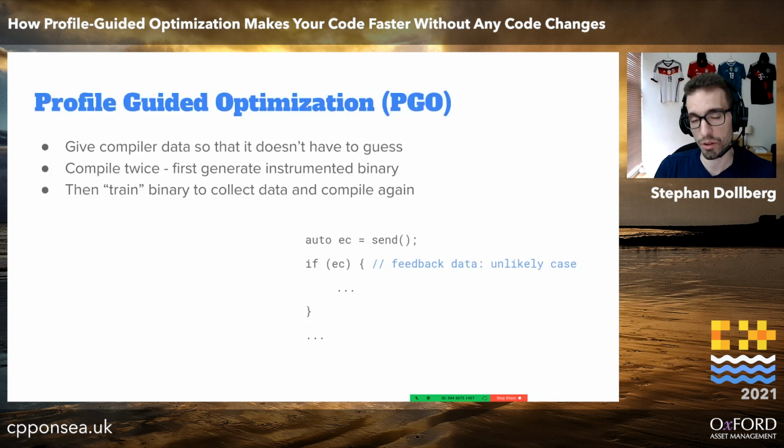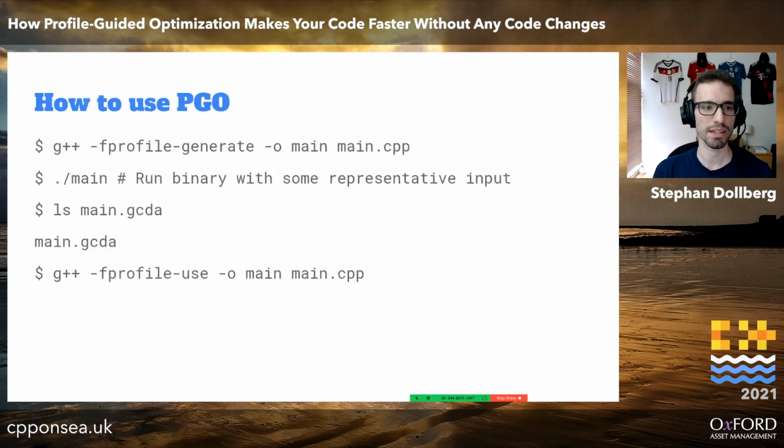It sounds kind of simple, and it basically is. How does it look in practice? Here on the slide, you see how you can use PGO with GCC. How do we do that? At first we have g++, and then this is the important flag, -fprofile-generate.